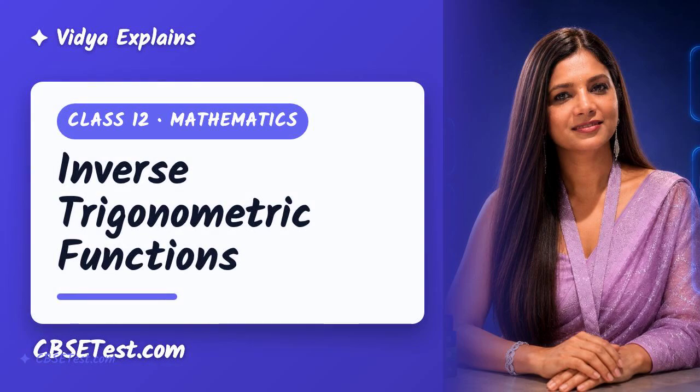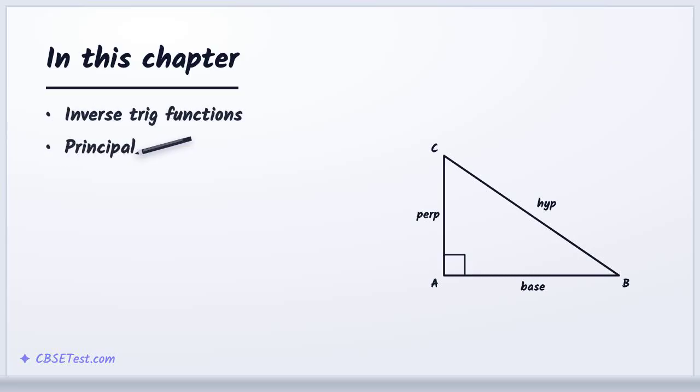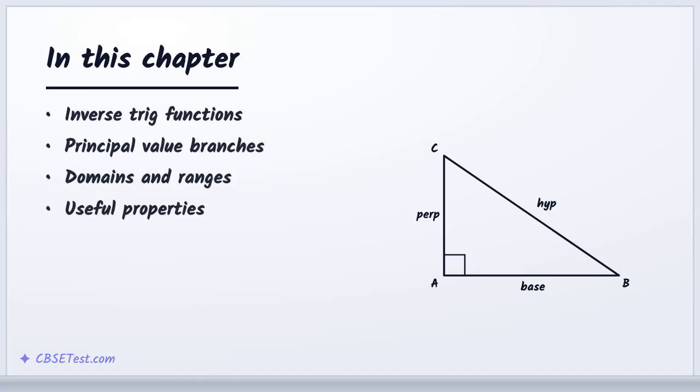Let's learn inverse trigonometric functions together, step by step. Inverse trigonometric functions answer the question, which angle has this sine, cosine, or tangent? To make the answer unique, we restrict each to a principal value branch.